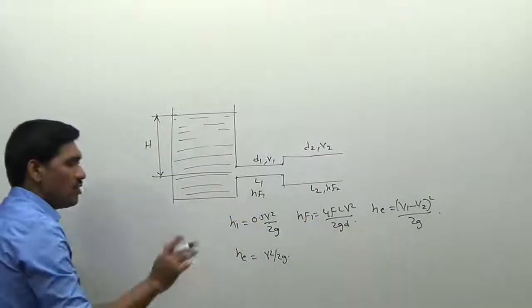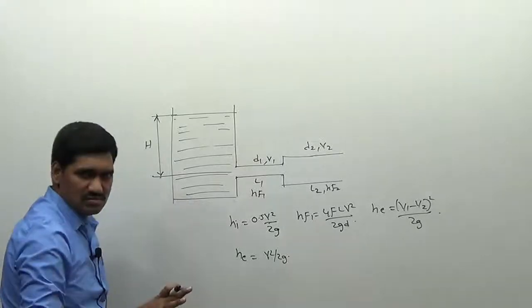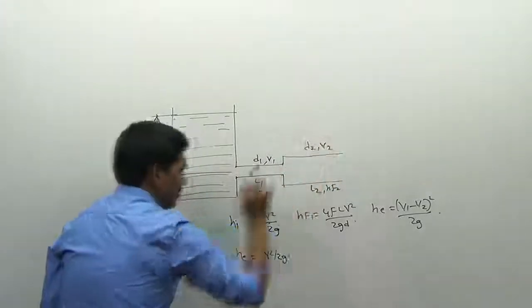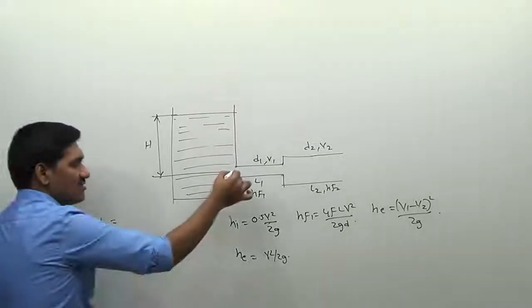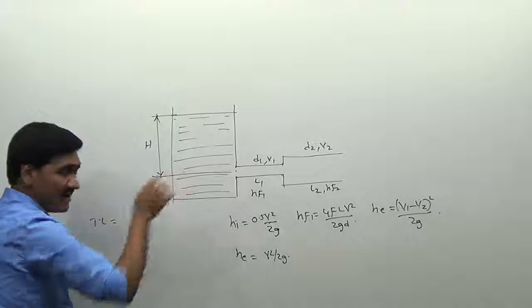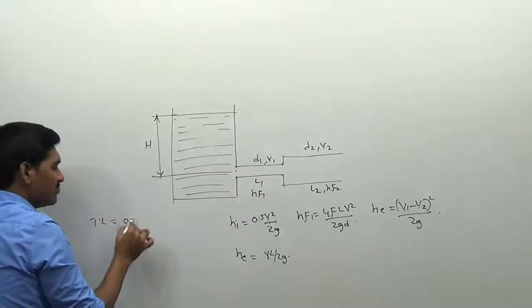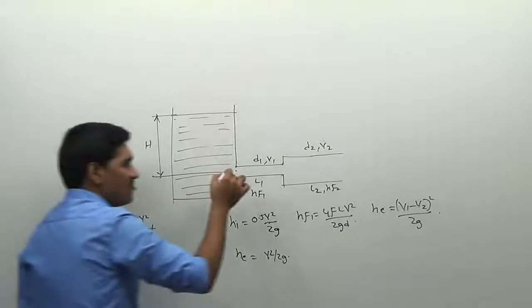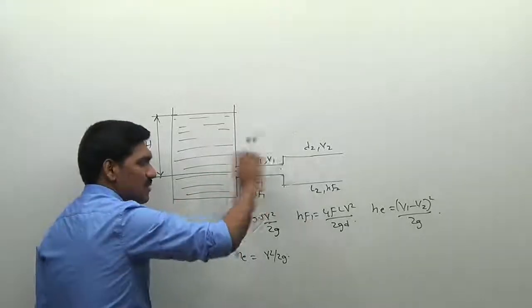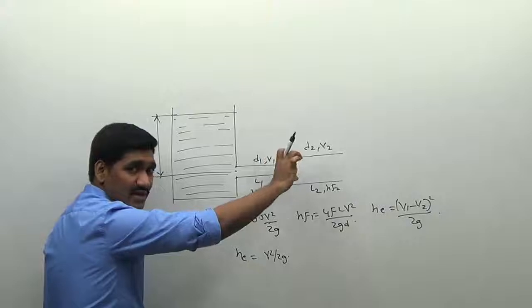Now I want to calculate the total loss incurred in the pipeline. Therefore I can write the total loss, starting from this position. At this position we have a certain entry loss, so I can write this value as 0.5 V square by 2g. And from this position to this position, in this pipe, we don't have a change in diameter.